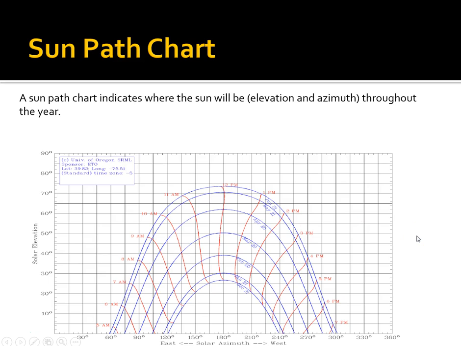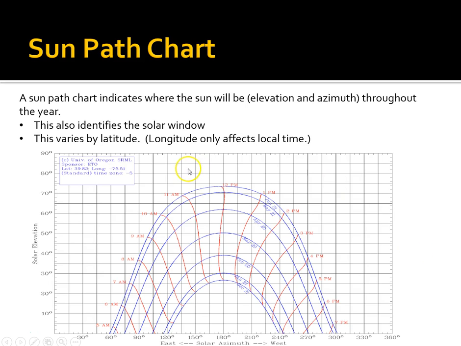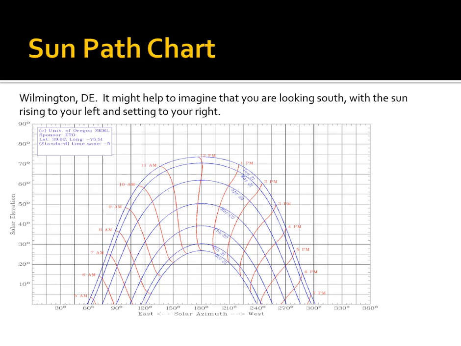Let's go over a sun path chart. A sun path chart indicates where the sun will be throughout the year. This is a sun path chart of Wilmington, Delaware. You'll notice that this sun path chart also indicates your solar window, and really this just varies by latitude. Longitude really doesn't impact this at all. So let's analyze one of these charts. As I said, this is Wilmington, Delaware. This is my sun path chart. You notice the latitude and longitude here.